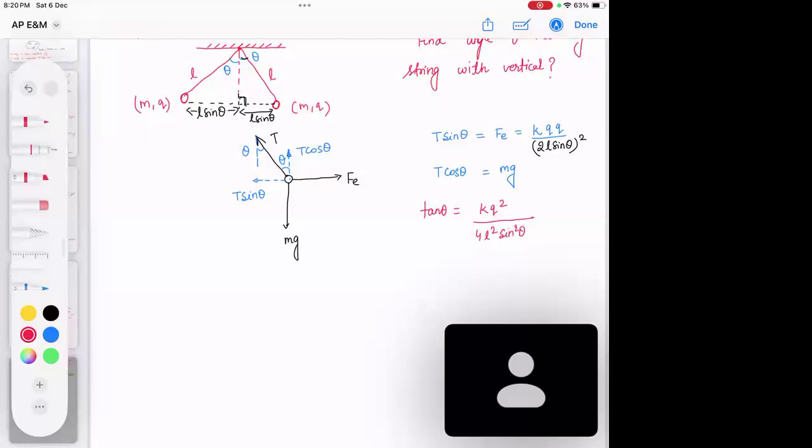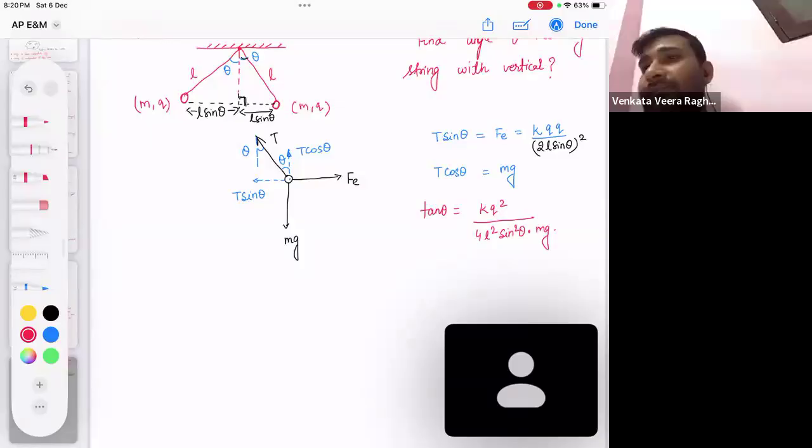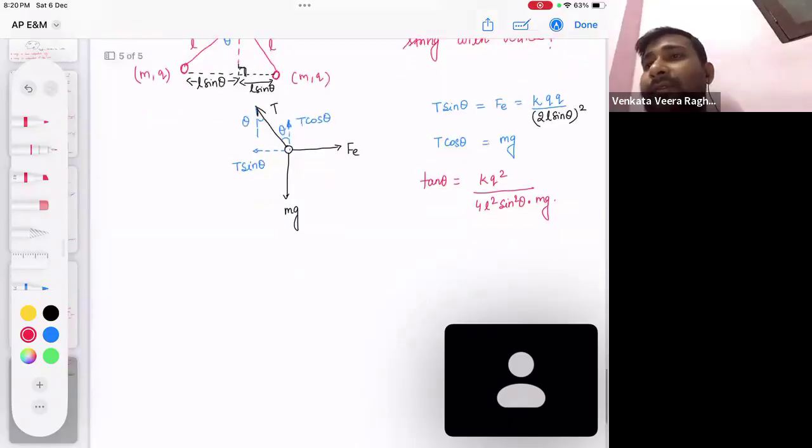kq square by 4L square sine square theta into mg. Is that clear? So now we can bring it to one side. Now the values will be given to us in the problem, numerical values will be given. So then we can calculate the value of theta from this equation. Is that clear? Yes, sir.